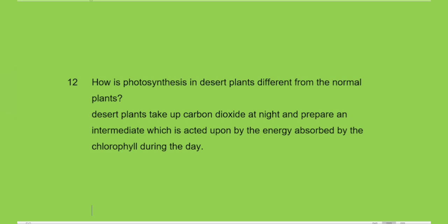How is photosynthesis in desert plants different from the normal plants? We learned there are three events in photosynthesis, but those three steps need not happen in sequential order, because desert plants take up carbon dioxide at night. Why? Because during daytime they have to keep their stomata closed in order to prevent excess water loss during transpiration. And they prepare an intermediate which is acted upon by energy absorbed by the chlorophyll during the day.